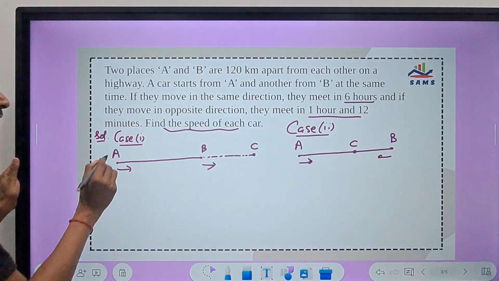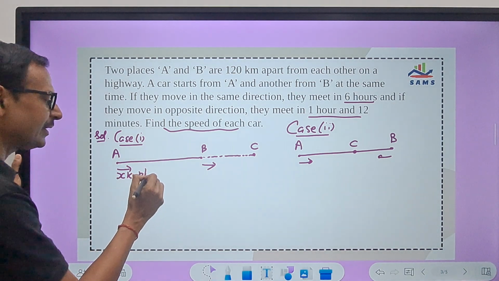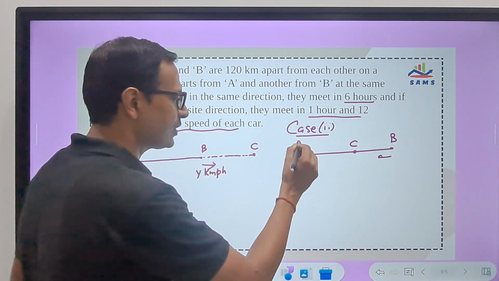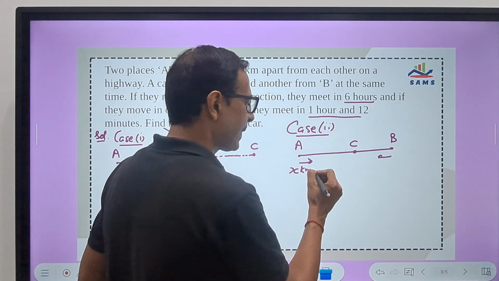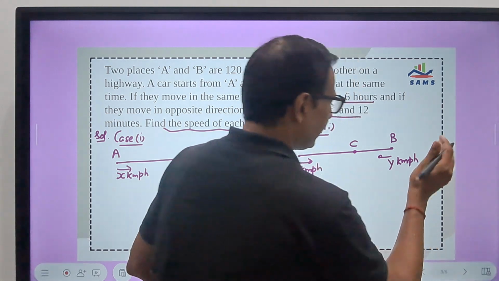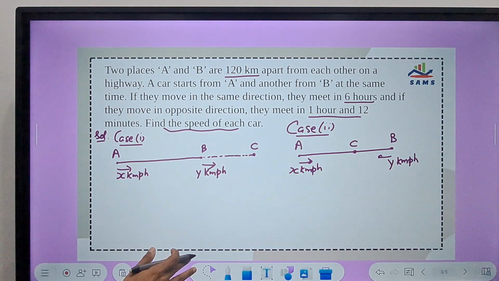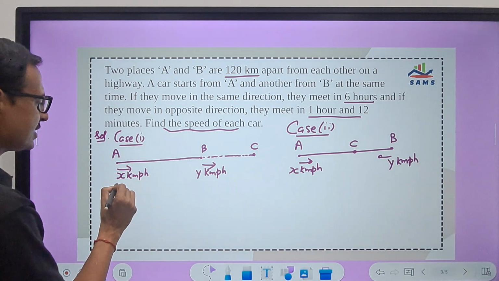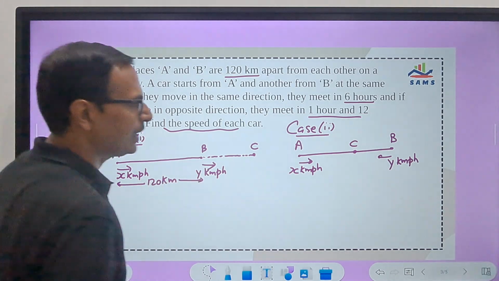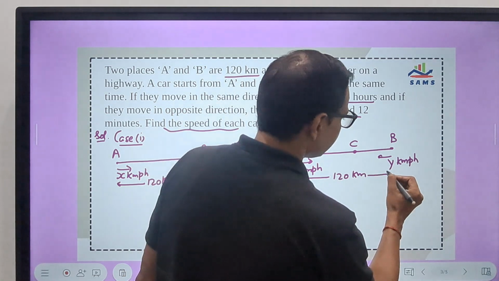So let's assume that the car which starts from A has a speed of x kmph and the car which starts from B has a speed of y kmph. Likewise here also, x kmph and y kmph. Now what else is given in the question? It's given that the points are 120 km apart. So this distance is 120 kilometers. Similarly, this distance is 120 kilometers.